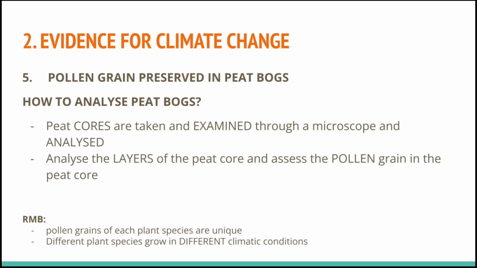So how do you analyze peat bogs? Peat cores are taken and examined through a microscope and analyzed. You analyze the layers of the peat core and assess the pollen grain in the peat core. You want to remember that pollen grains of each plant species are different and are unique. And different plant species grow in different climatic conditions. So how can pollen grain be used?